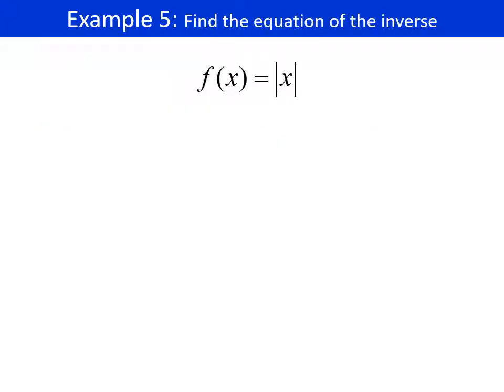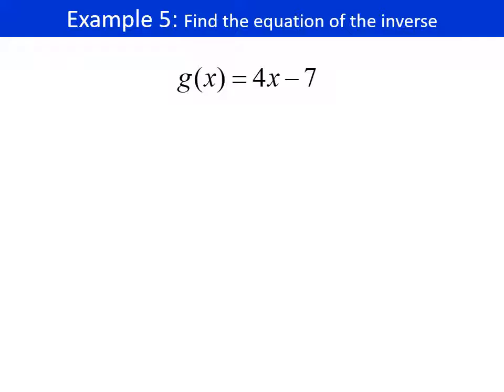To find the inverse of a function, we should first check for one-to-one, because if it's not one-to-one, there's not an inverse, so we don't have any work to do. I do recall from an earlier chapter that the graph of absolute value of x is a V-shaped graph, and I can look at this and tell by the horizontal line test that this is not one-to-one. Therefore, I don't need to find the inverse.